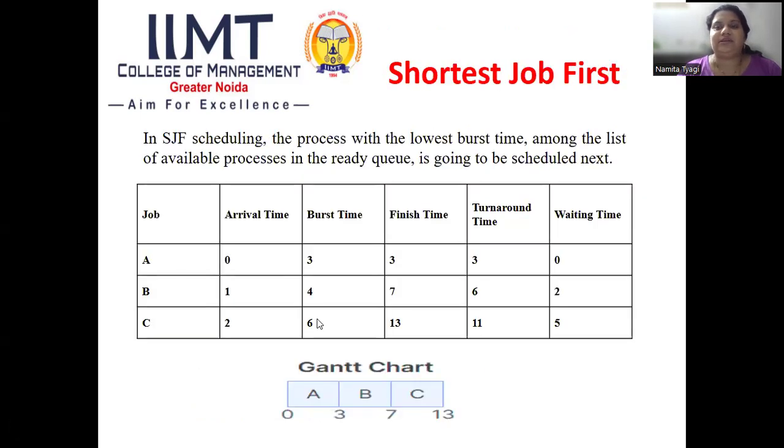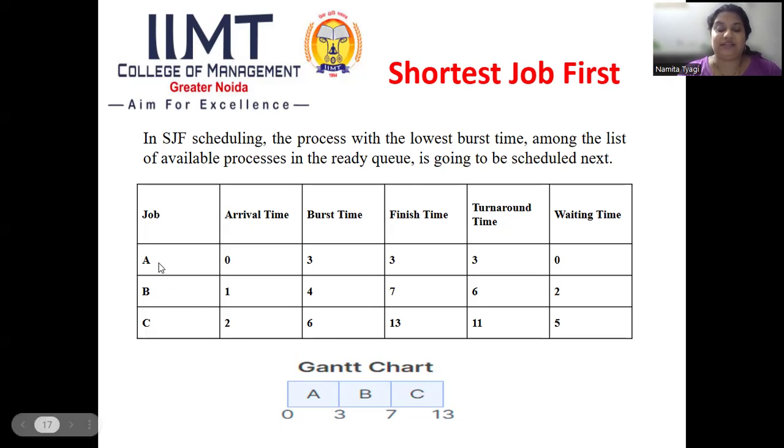So the next algorithm is shortest job first. Shortest job first scheduling algorithm. In this, the process with the lowest burst time will be executed first, meaning the process having the lowest burst time compared to other processes will be executed first. After that, the next process will be executed from the list of available processes in the ready queue. It means that in the shortest job first algorithm, the process having the lowest burst time will be executed first.